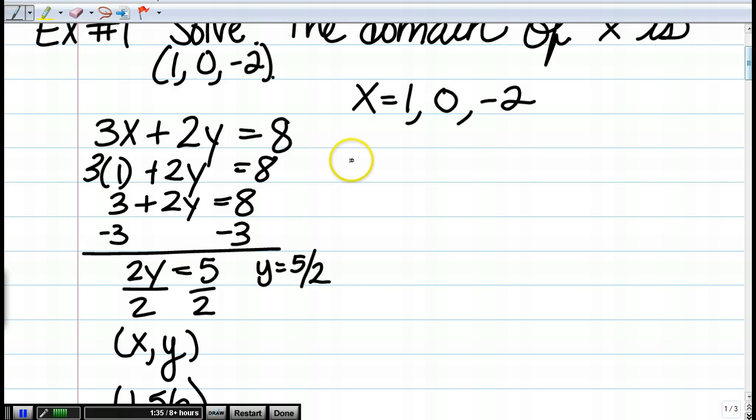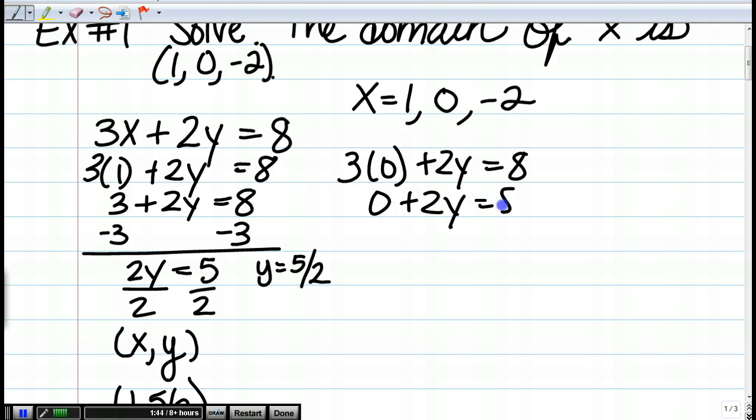Then I could solve the next one, and I'd plug in 0. And I'd solve for y. I would get 0 plus 2y equals 8. Divide by 2, y equals 4. And so my point would be 0, 4.